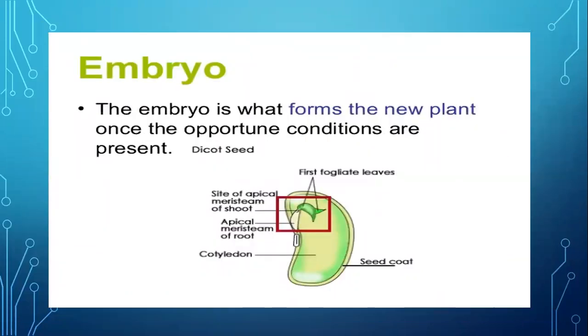So first of all, we're going to study about the embryo. Embryo is the part of the plant which gives rise to a new plant once the suitable conditions arrive. What are the suitable conditions for a seed to grow, to germinate? These are oxygen, water, a suitable temperature, and a supply of nutrients. When these conditions arrive, the embryo will give rise to a new plant.